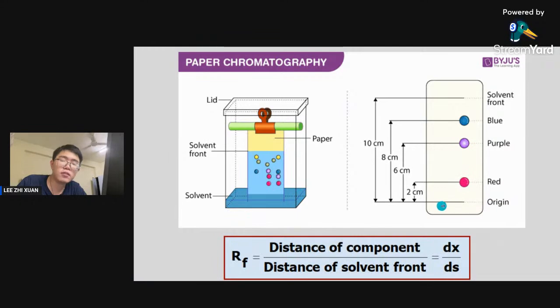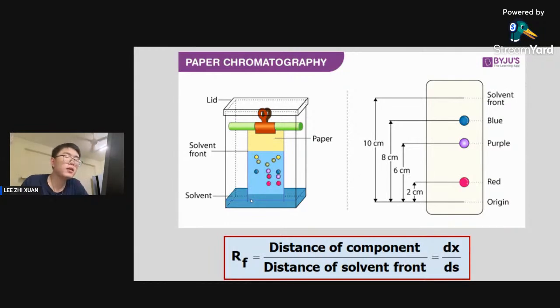So this line acts as the origin, right? And then if you did the experiment, you drop the chlorophyll pigment solution at here, right? And then after that, you need to immerse this paper chromatography into the solvent, right? So why do we need to immerse it in the solvent?